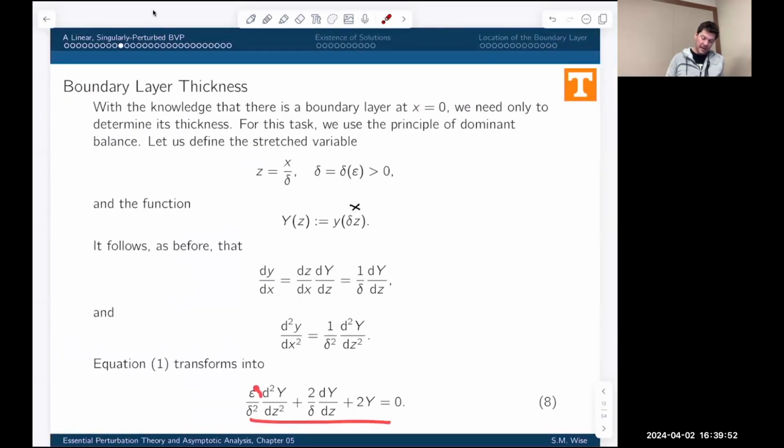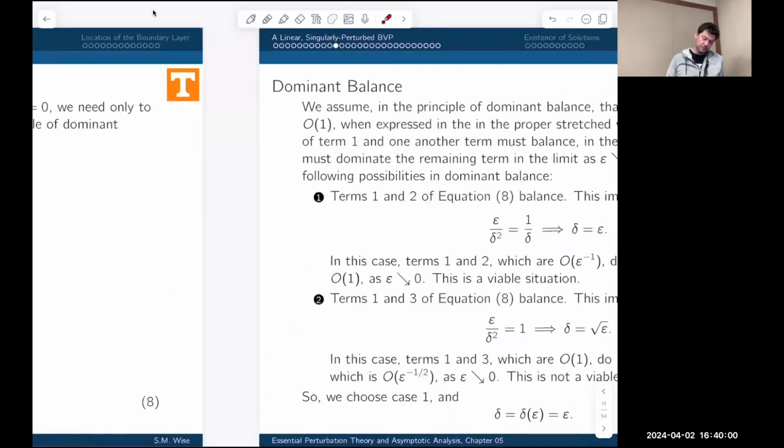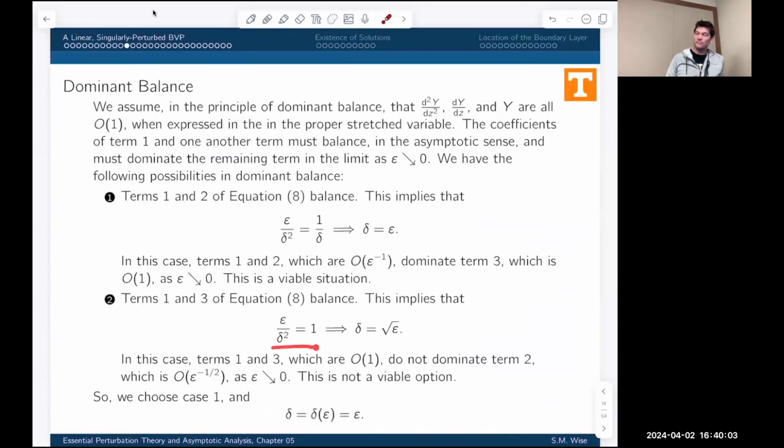So that means epsilon over delta squared is equal to 1. It doesn't matter that this is a 2 here. I only need their asymptotic balance. So that's that equation. Epsilon over delta squared is 1. That means delta is equal to square root of epsilon.